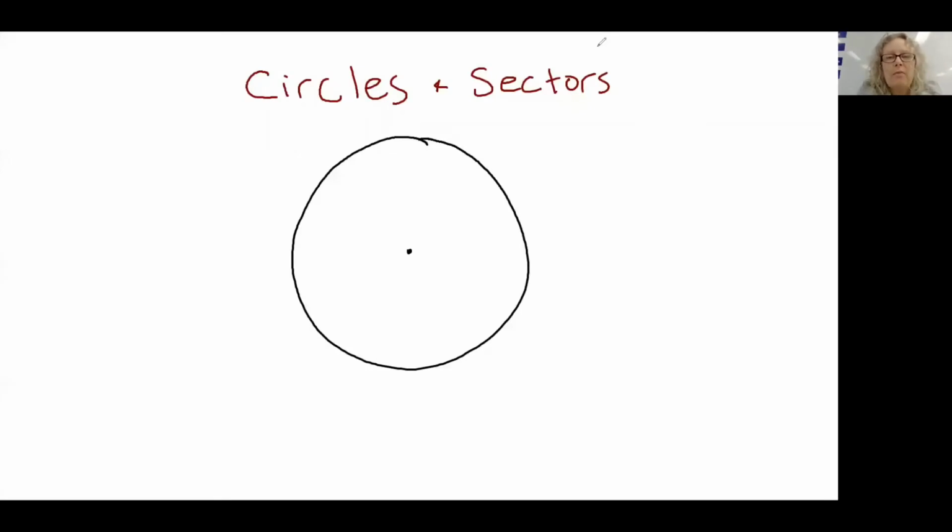Good morning, everyone. Before we get started on circles and sectors, there's a couple of words that I want you to remember and maybe some new ones. The bit from the middle to the outside, halfway across the circle, is the radius. All the way across the circle, from one side to the other, is the diameter. This bit around the outside, the length of the outside of the circle, is called the circumference.